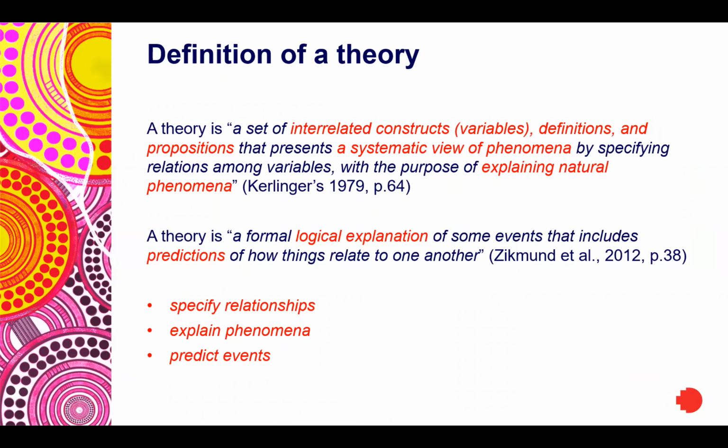Here, I listed a couple of definitions for theories. The first definition considers a theory as a set of interrelated constructs or variables, definitions and propositions that presents a systematic view of a phenomena by specifying relationships among variables with the purpose of explaining natural phenomena. The second definition defines a theory as a formal logical explanation of some events that includes predictions of how things relate to one another. Generally, a theory serves to specify relationships, explain phenomena, and predict events.